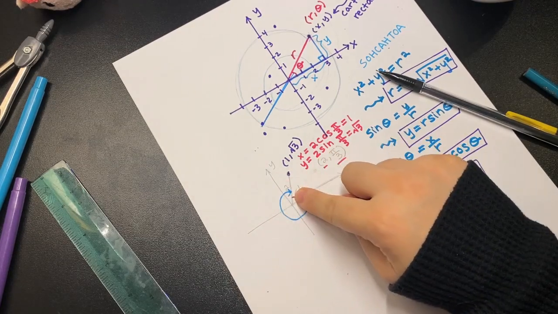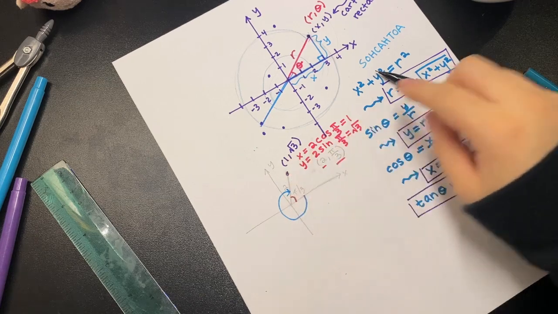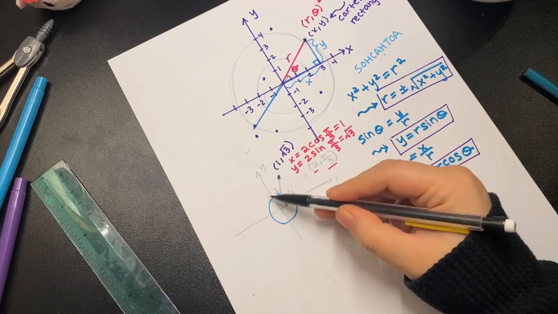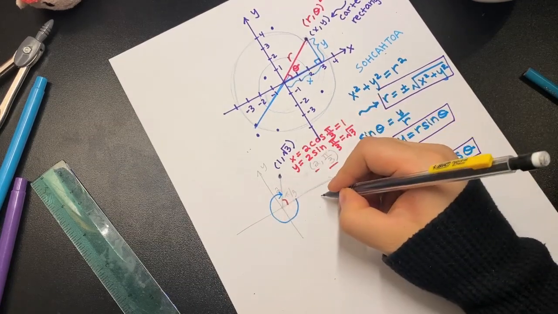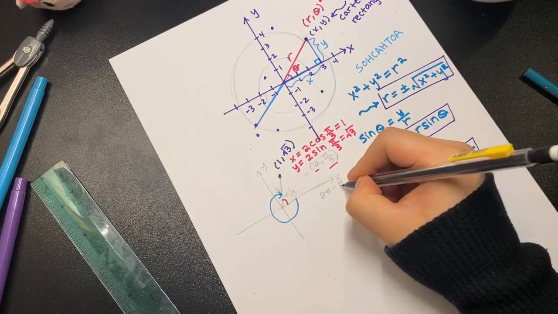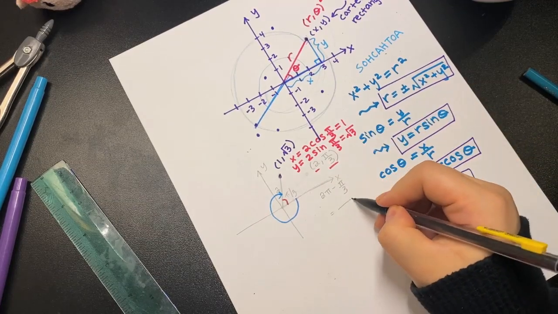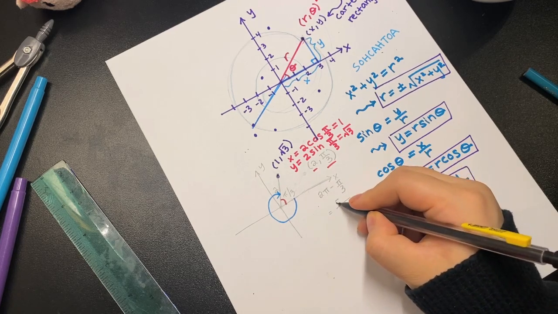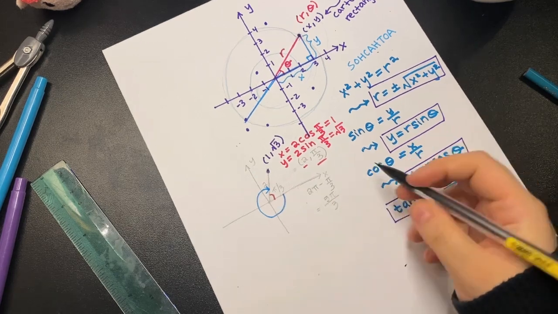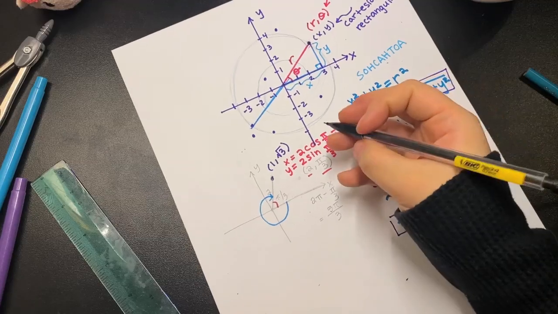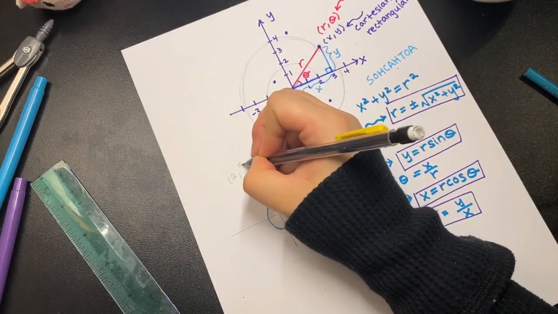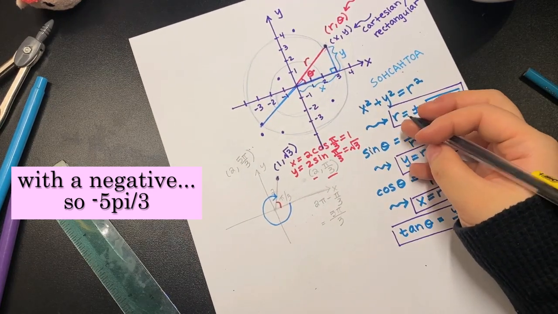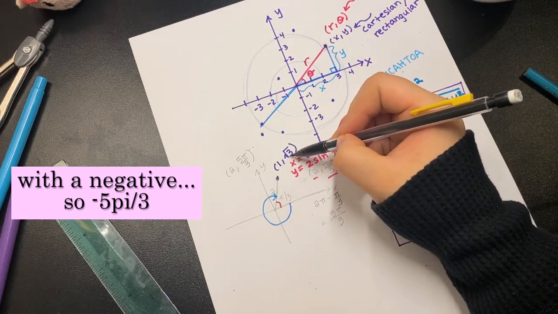This going negative, but with the same positive r, would give me the same xy as well. So going this way would be 2 pi minus pi over 3, which, keeping the common denominator, so this would be 6 pi minus pi is 5 pi over 3. So with the positive r, so 2 comma 5 pi over 3, that should also give me the same 1 comma root 3.